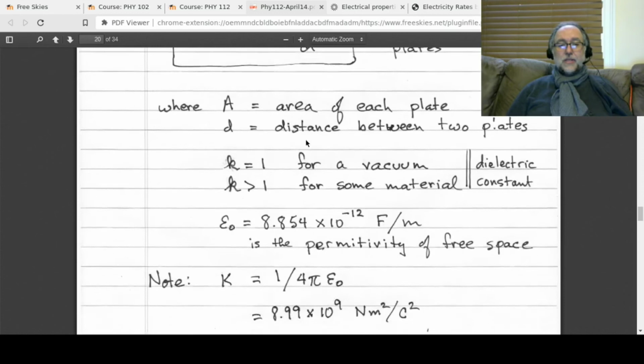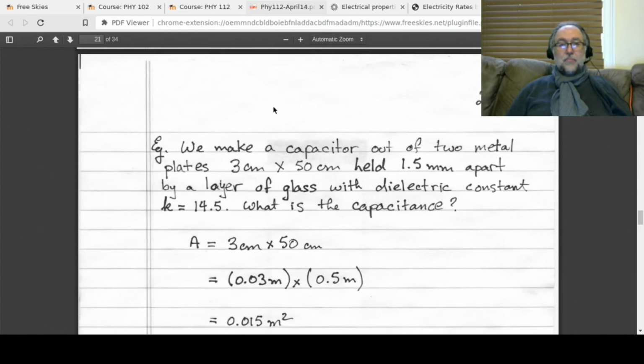So there it is. All right, guys, so it's time to do our first problem. We're going to make a capacitor out of 2 metal plates, which are 3 centimeters by half a meter long. So this is a kind of metal strip like this. They're going to be held apart, and the distance between them is going to be 1.5 millimeters. And we're going to put glass between the two. This glass is going to have a dielectric constant of 14.5.